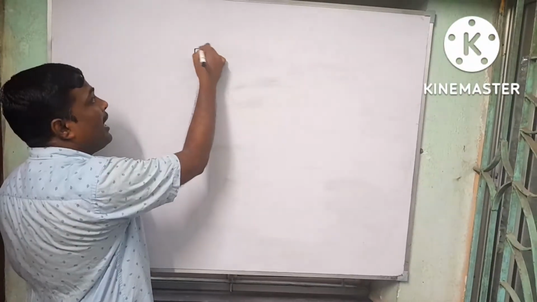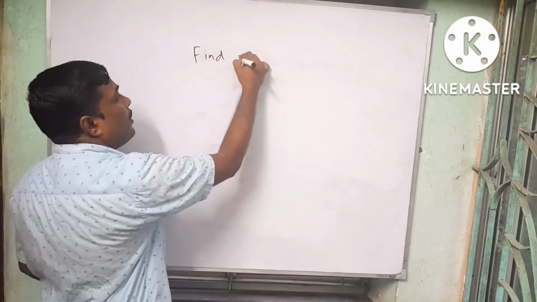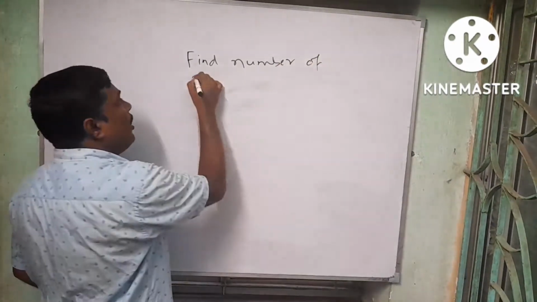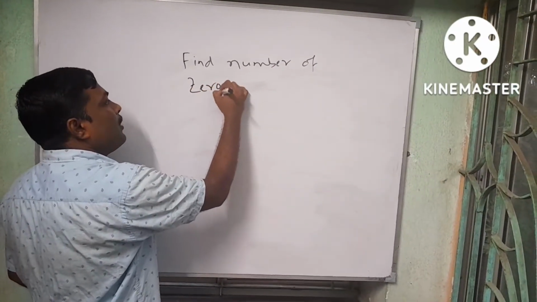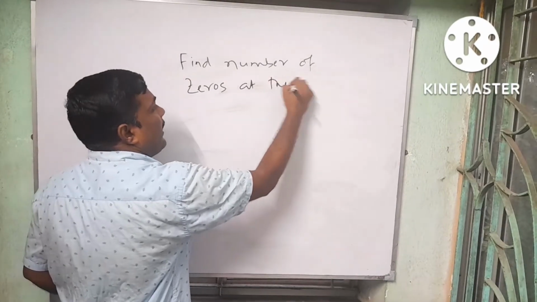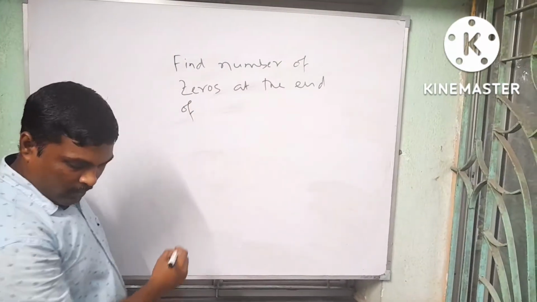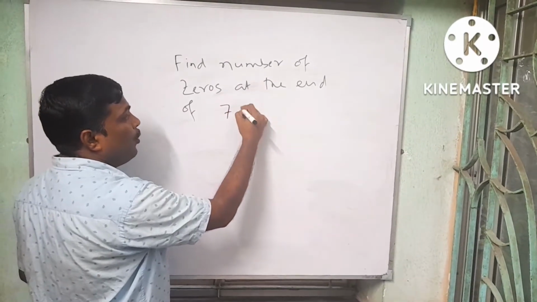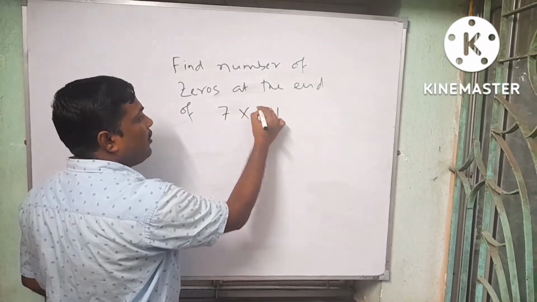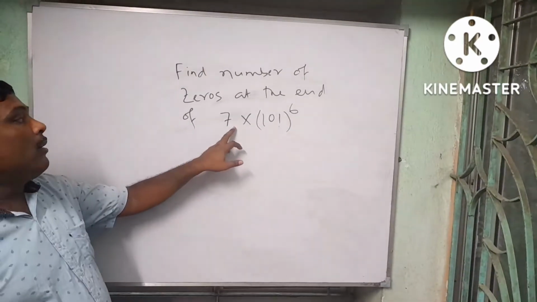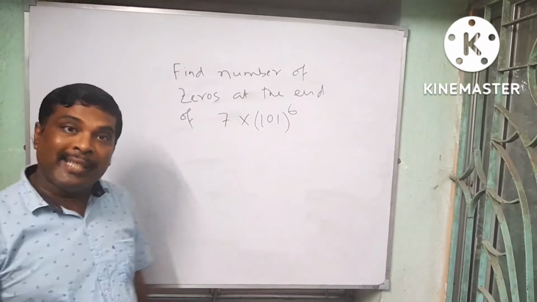next problem. Find number of zeros at the end of 7 into 10 factorial to the power 6. Find number of zeros at the end of 7 into 10 factorial to the power 6.